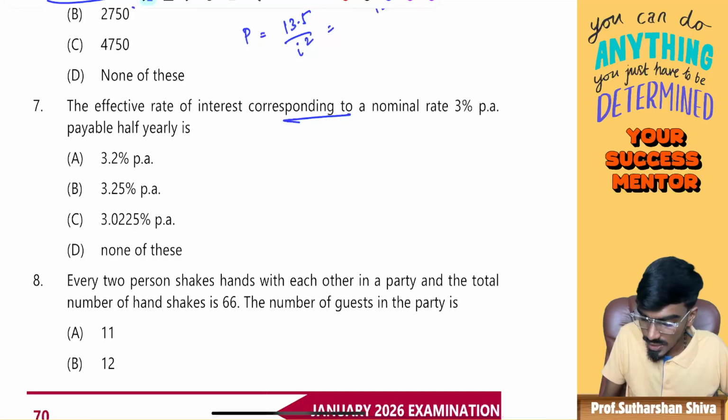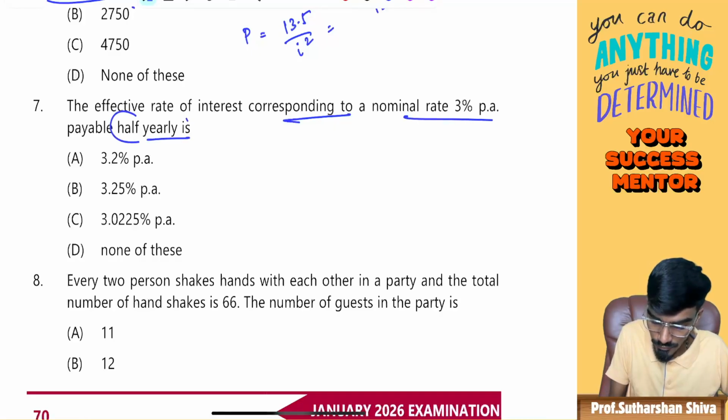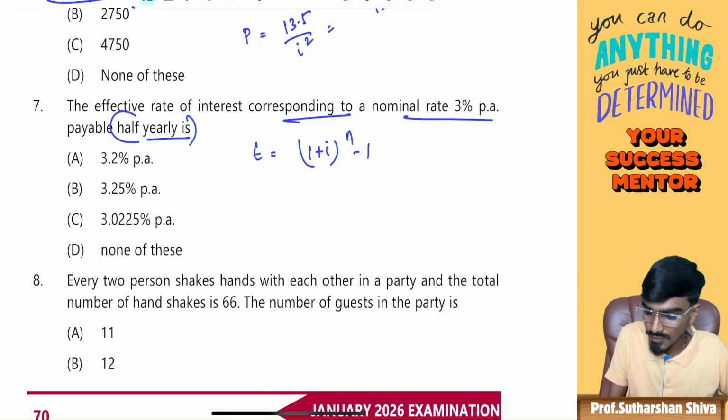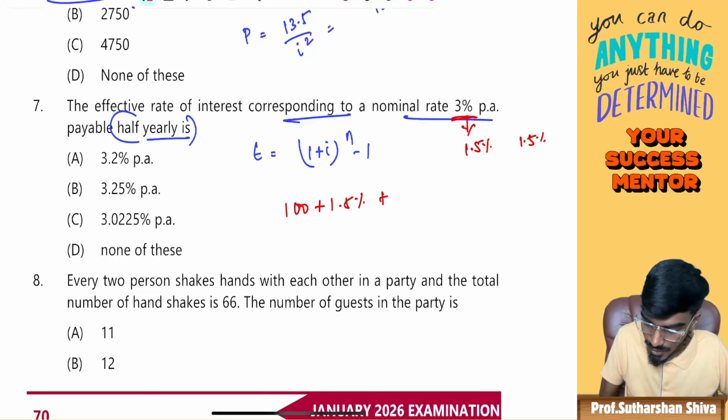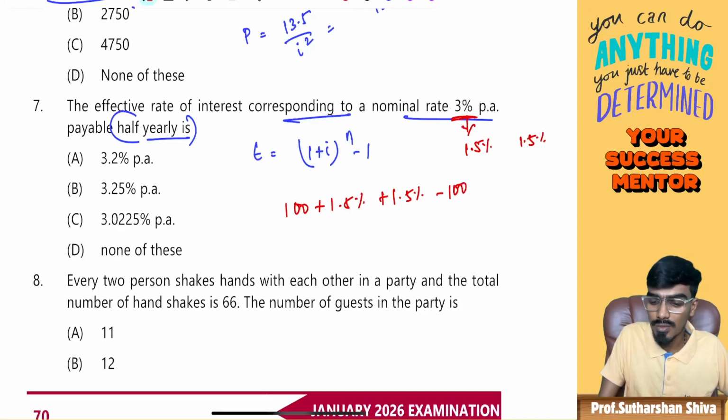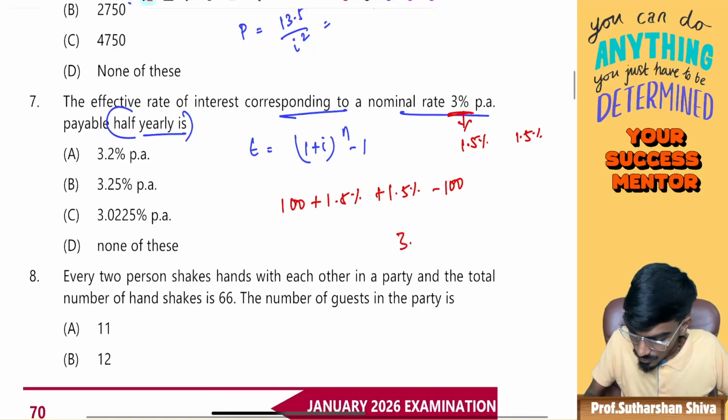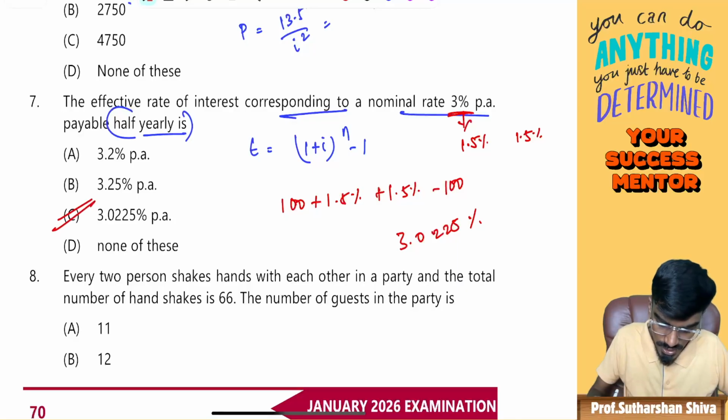The effective rate of interest corresponding to the nominal rate 3 percentage half yearly. The formula is 1 plus I whole power n minus 1. This is the effective rate of interest formula. Alternatively, it is 3% half yearly, so half yearly means 1.5 percentage, 1.5 percentage. So assume 100 plus 1.5 percentage plus 1.5 percentage minus 100. If you do, you will be getting 3.225 percentage. Option C is your answer.